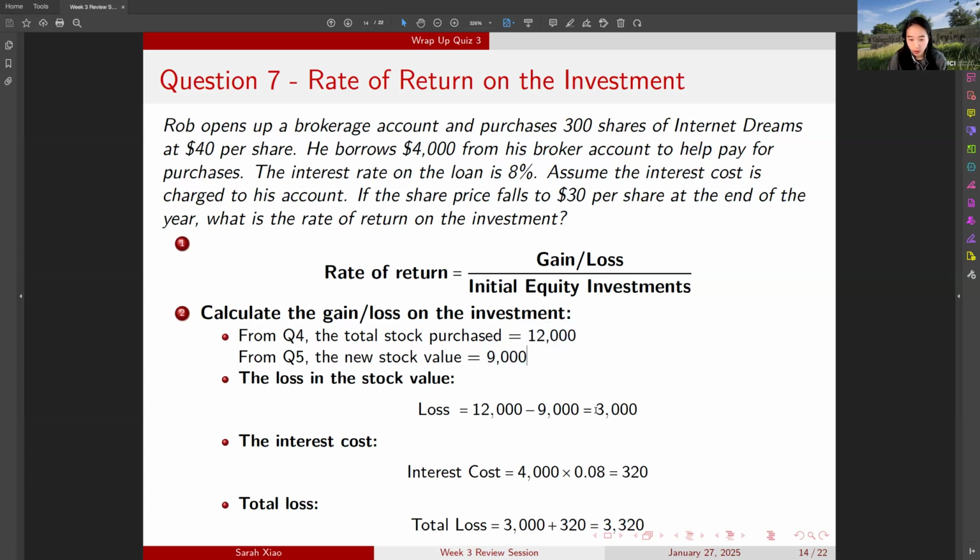which equals $3,000. And the interest cost is the amount borrowed times the interest rate, which is $320. So we can easily compute the total loss on the investment using the loss in the stock value plus the interest cost, which is $3,320.